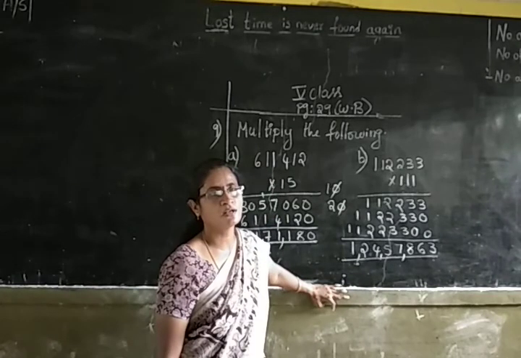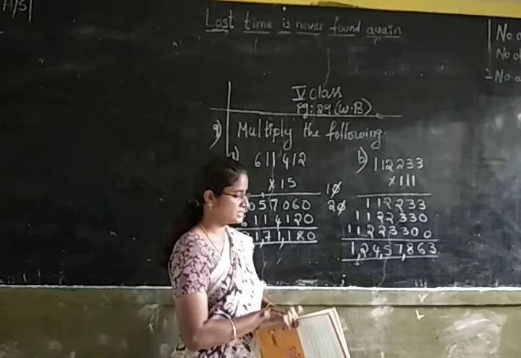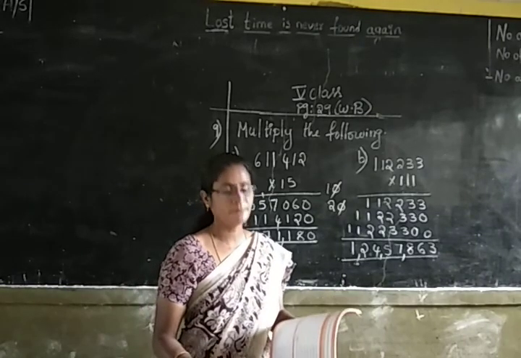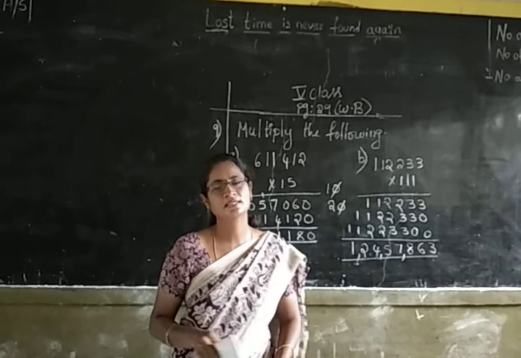1,24,57,863 is the answer. Did you understand, children, how to multiply? So, you have to do the C sum for homework. Children, you have to do the 7th C sum, 8th C sum and 9th C sum for homework.